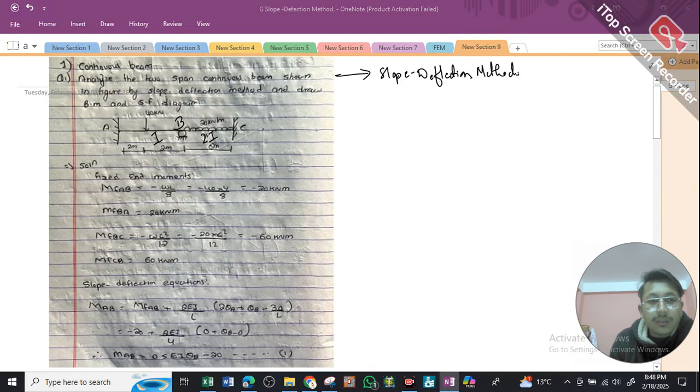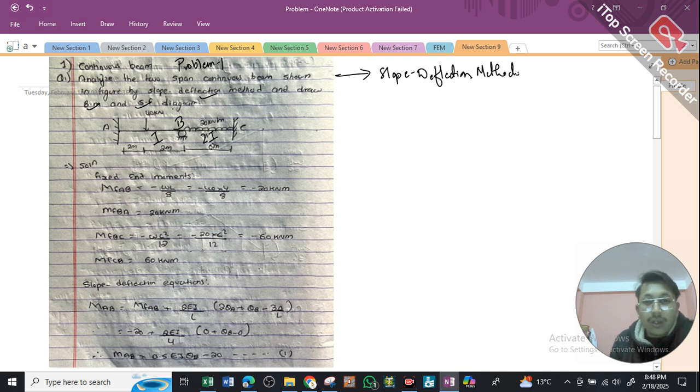Hello everyone, welcome to problem 1 of the slope deflection method. In this video, we are going to solve this example, problem number 1. We are going to solve this two-span continuous beam by the slope deflection method, and then we are going to draw the bending moment and shear force diagram.